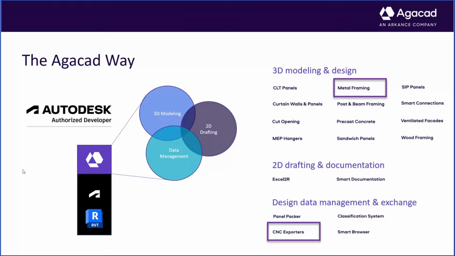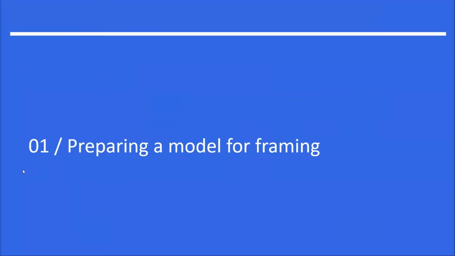As you can see, we have a large range of solutions, and we develop them based on these three areas: 3D modeling and design, 2D drafting and documentation, and design data management and exchange. And therefore, for the majority of this presentation, we're going to look at metal framing, and at the end, we're also going to have a look at the CNC Exporter Cloud solution. So, the first step is that you need to prepare your Revit model for framing.